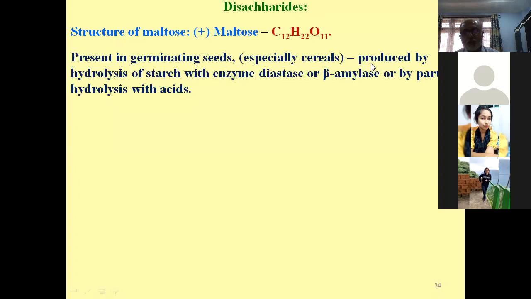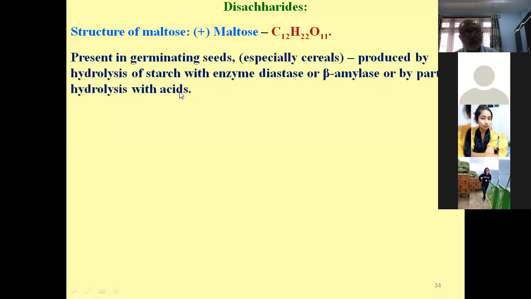if you grow these sprouts, the sprouts will have a lot of maltose, produced by hydrolysis. And how do we get it otherwise? It is produced by hydrolysis of starch with the enzyme diastase or beta amylase. So these are the enzymes which can produce maltose from starch, or by partial hydrolysis with acid.